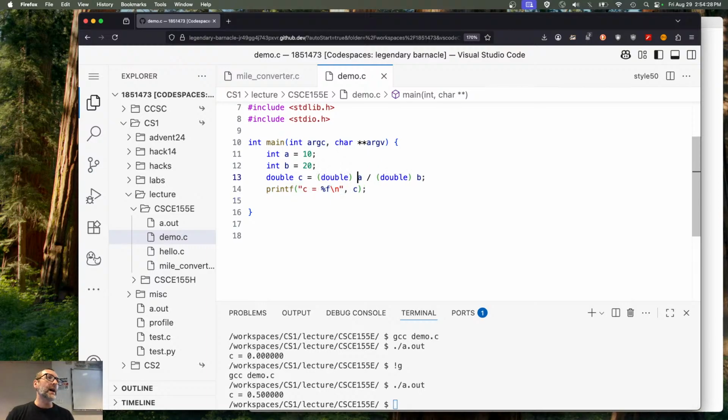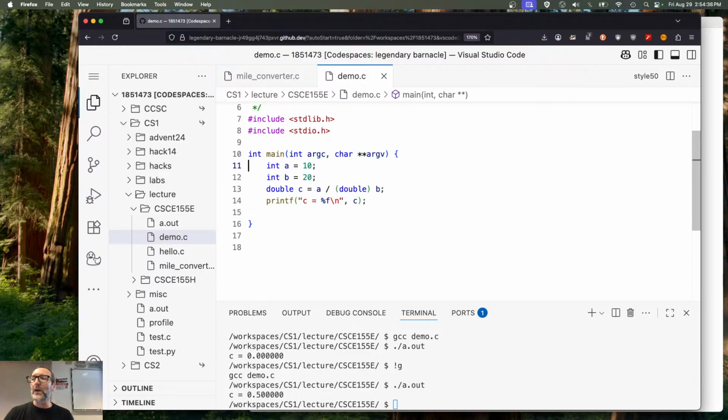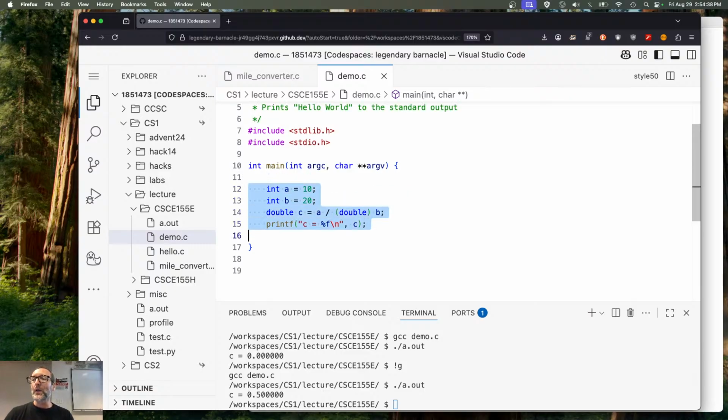You can go ahead and typecast a and b, or a instead of b, but at least one of them has to be typecast. Right? And again, it doesn't change that variable. It only changes it temporarily for the purposes of that expression. Right? Yeah? Does C have to be a double?